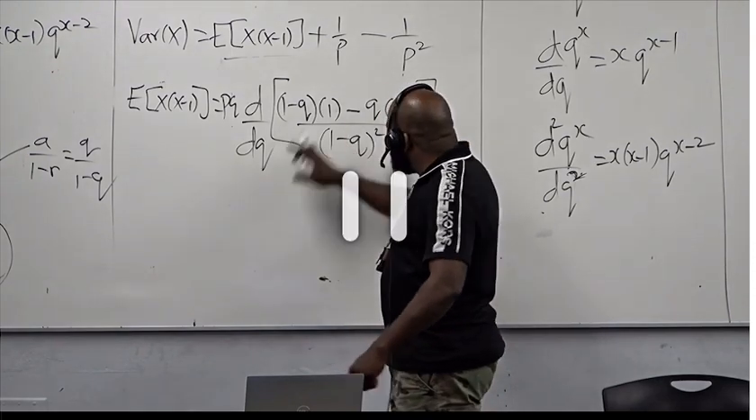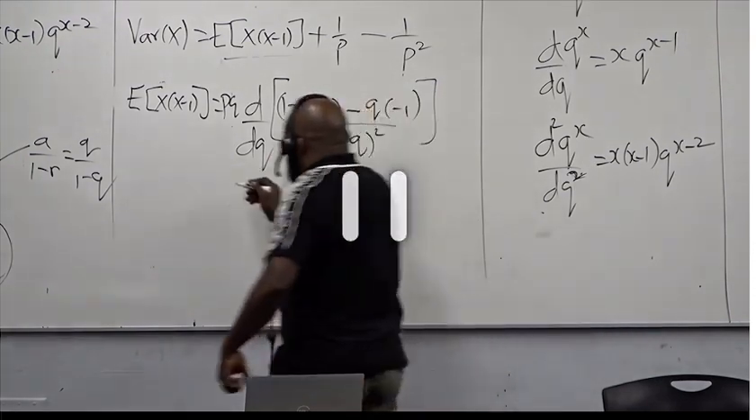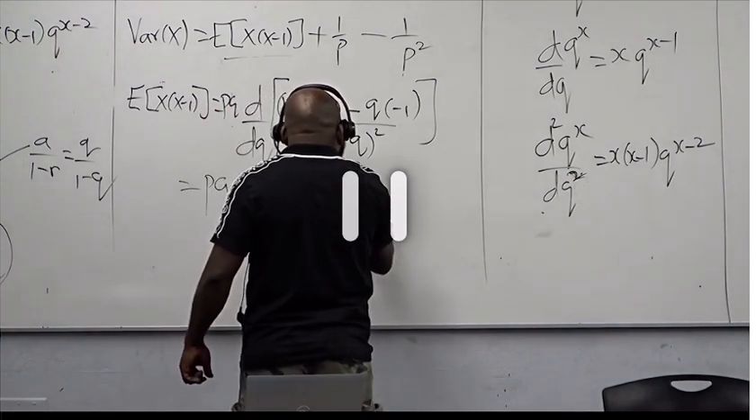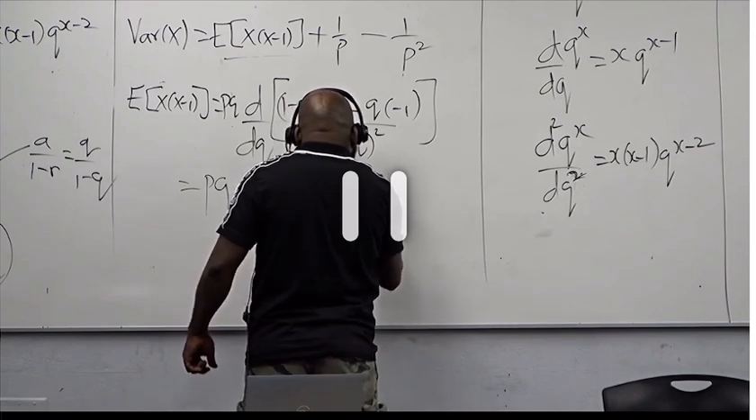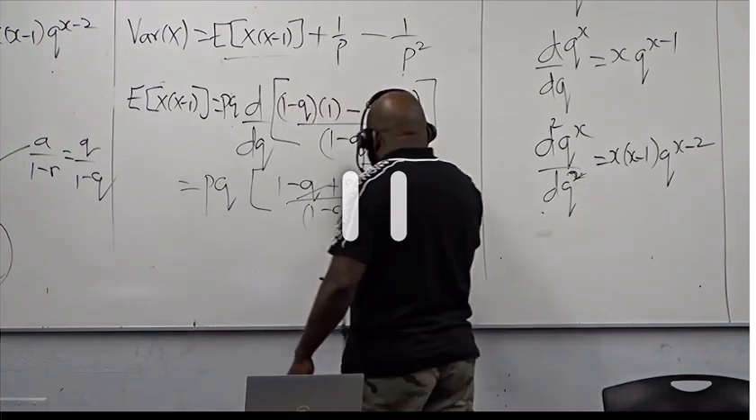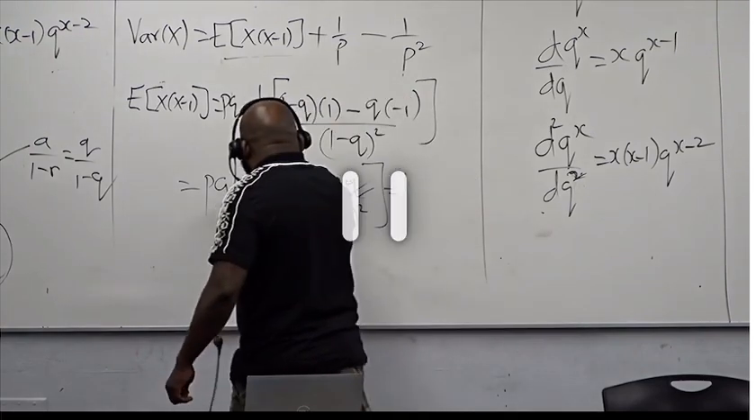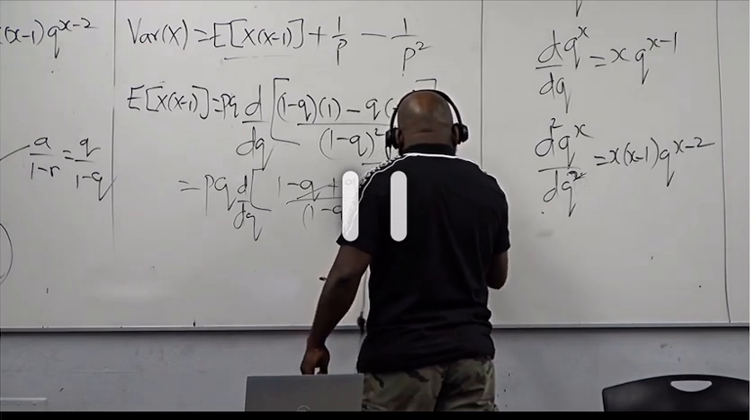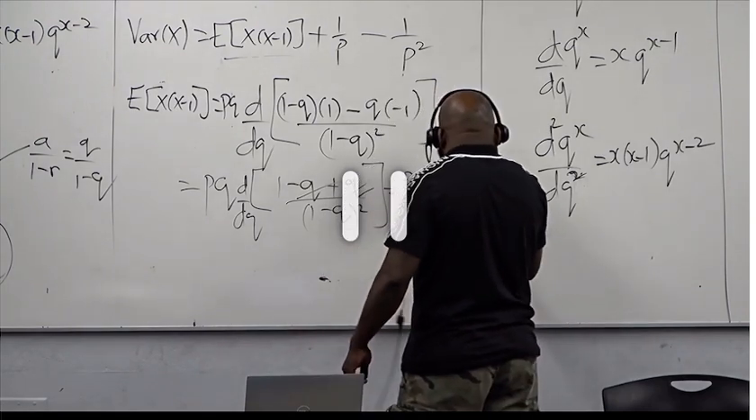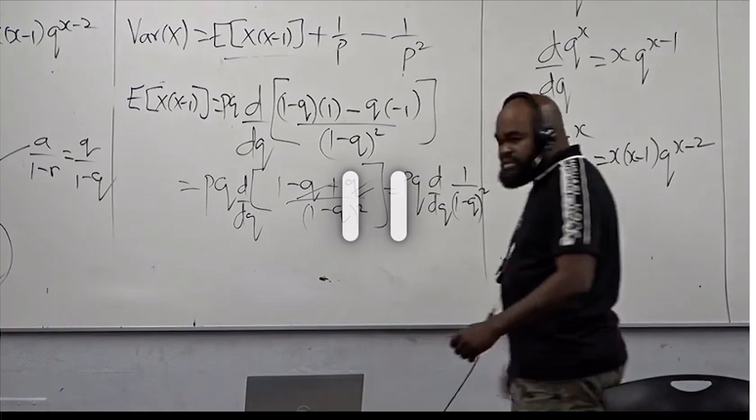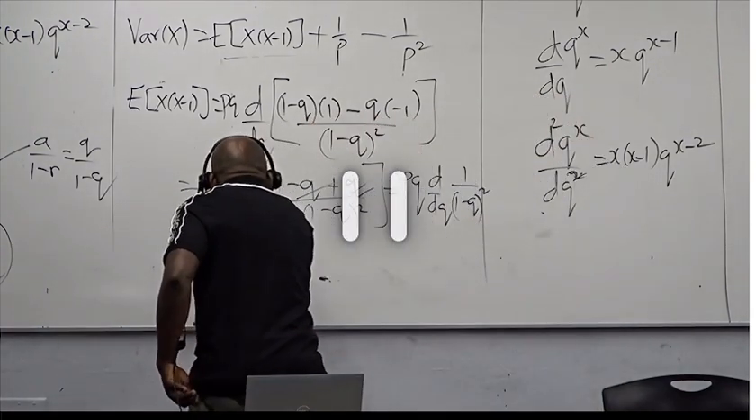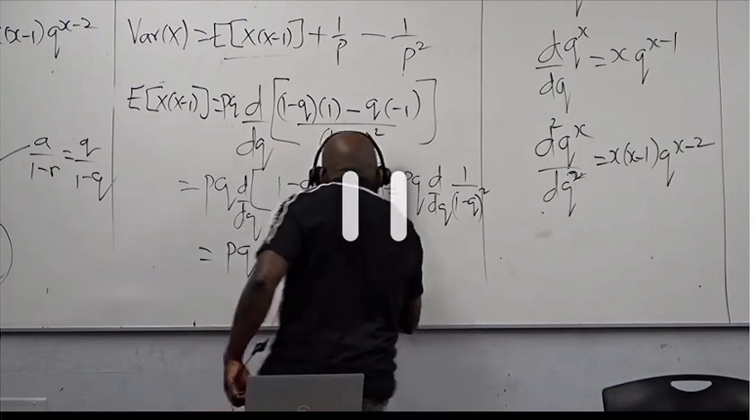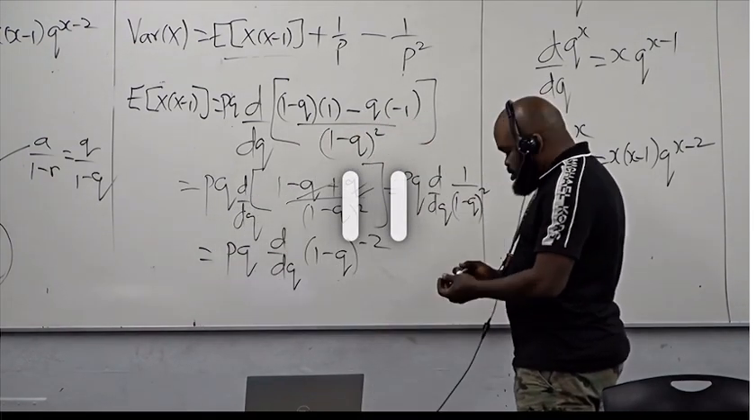Now I want to simplify this and differentiate again. So I'm going to have PQ, 1 minus Q plus Q divided by 1 minus Q squared. This cancels that. Don't forget you have d dq. So PQ, d dq, this is 1 over that, and it's going to be PQ d dq of 1 minus q raised to the power minus 2.